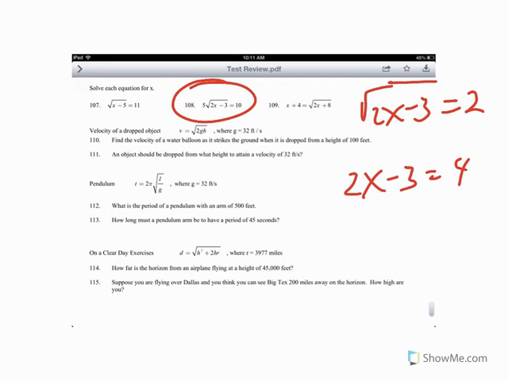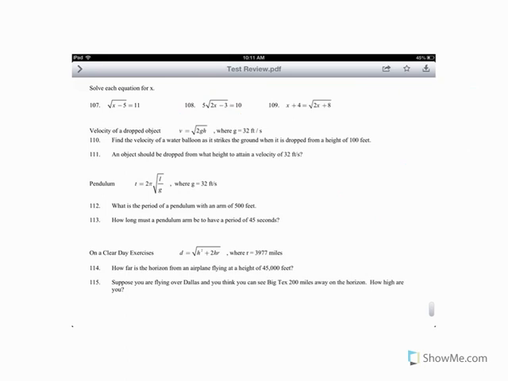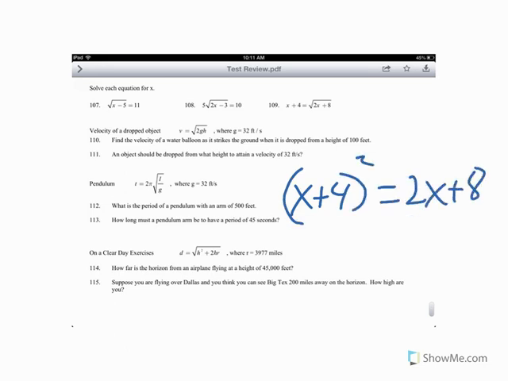The hardest one on those 3 is the last one, because when I square it, that's going to give me x plus 4 quantity squared is equal to 2x plus 8. And so, guys, this is going to equal x squared plus 8x plus 16, and then you're going to have to move everything over and then factor, and then set each of those equal to 0 and solve.